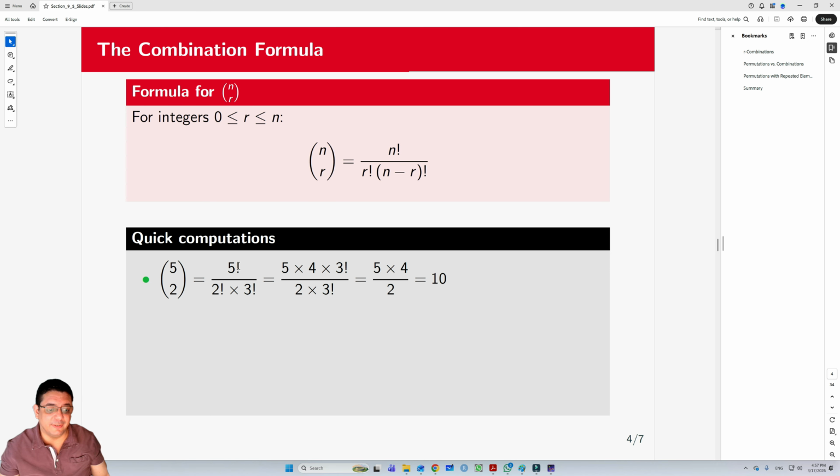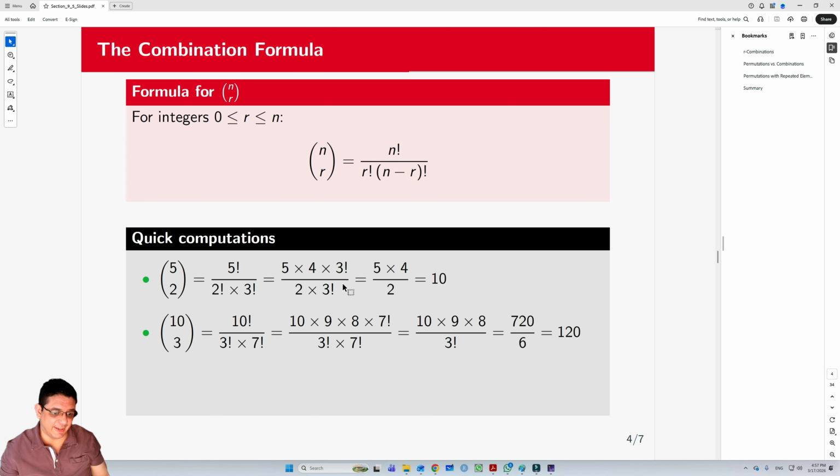So for example, I can see 5 factorial as 5 times 4 times 3 factorial. And so you get to cancel this 3 factorial here, and this simplifies to 5 times 4 divided by 2, which is going to be 10. I can do that with much larger factorials.